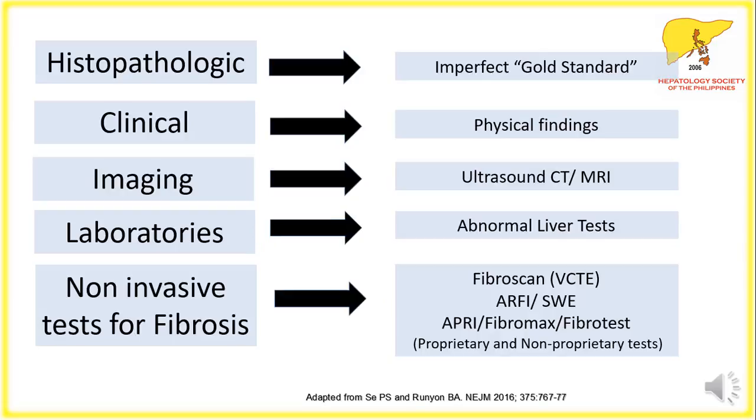Non-invasive tests for liver fibrosis are available. FibroScan, the proprietary name of vibration-controlled transient elastography, is a well-studied image-guided test for fibrosis. When image-guided fibrosis testing or elastography is not available, proprietary and non-proprietary blood tests, as listed, may be employed to assess severity of liver disease and the degree of fibrosis.